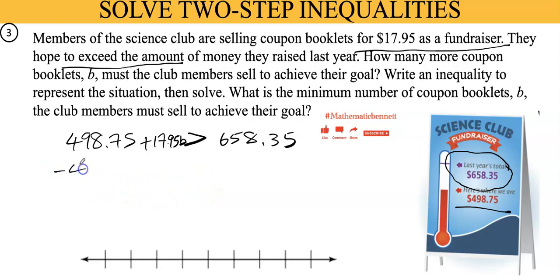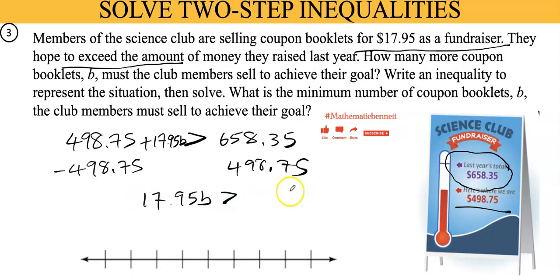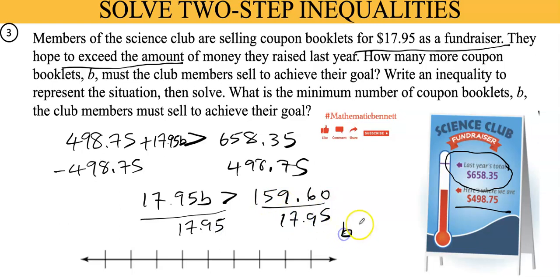So we can subtract 498.75 from both sides. And we see that 17.95b would be greater than $159.60. From there, we can get b by itself by dividing both sides by 17.95. And we see that b would be greater than 8.89. Alright, let us represent this on our number line.